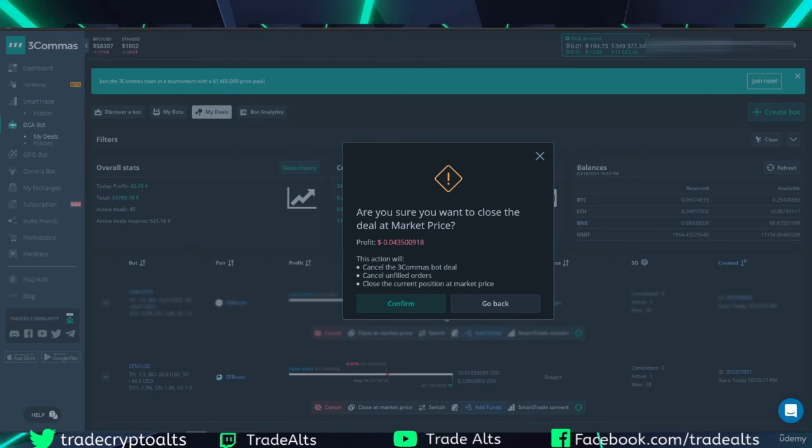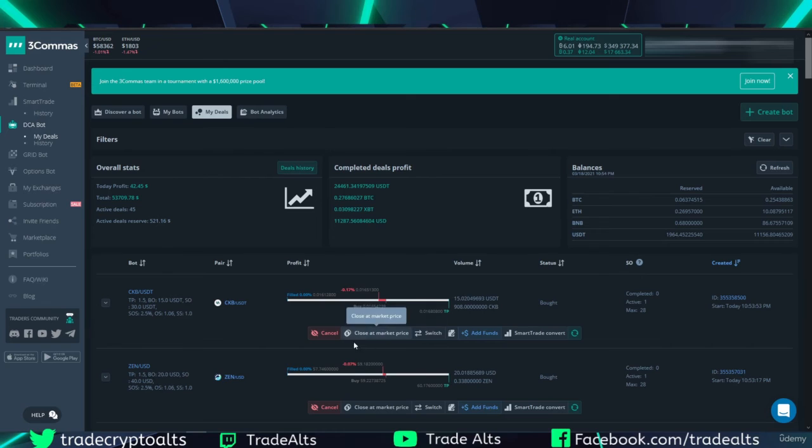But it tells you it's going to cancel the bot deal, close or cancel any unfilled orders, and close the position at market price. So whatever the market price is, but it will show you what your potential profit or loss will be. And you can either hit confirm or go back. So I'm not going to do that, but that's another option. Instead of using Smart Trade Convert to set your parameters, you can just close it at market price right here, right now. It depends, however you want to do that, but that is an option.